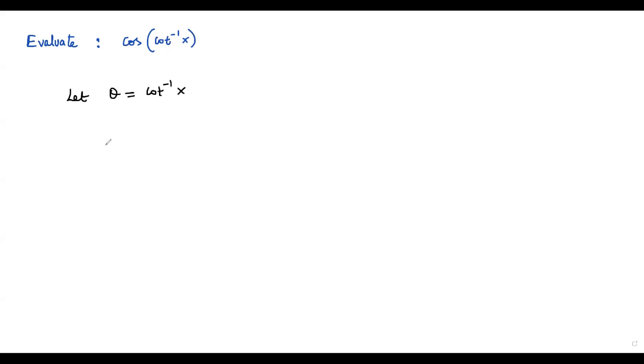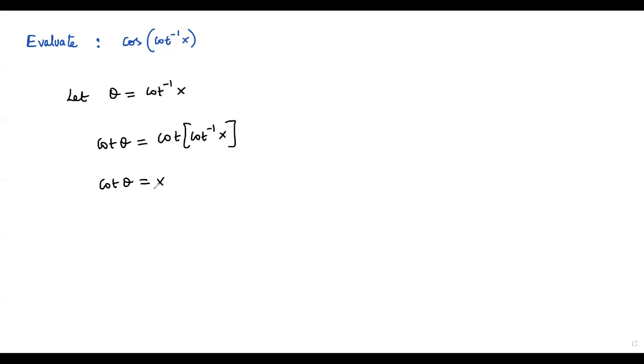Now I'm going to take a cotangent function on both sides of this equation. When I do so, I get cotangent theta is equal to cotangent of cotangent inverse x. On the left side, we can write this cotangent theta as it is. According to the property, the cotangent of cotangent inverse of x equals the stuff we have here, because cotangent of cotangent inverse will become just 1 times x, which is just x. So we get cotangent theta is equal to x.